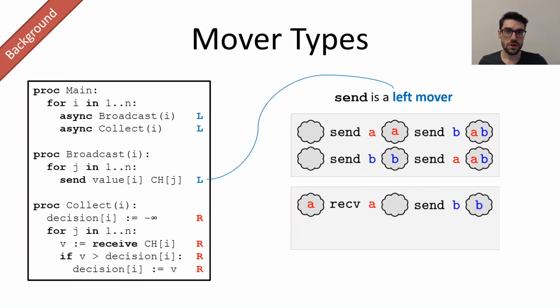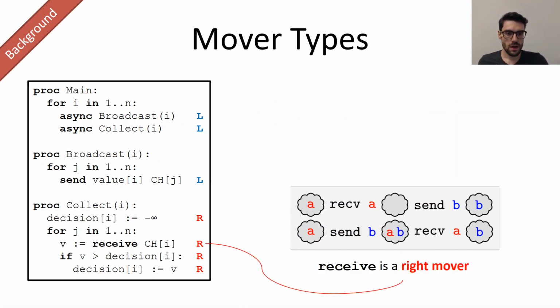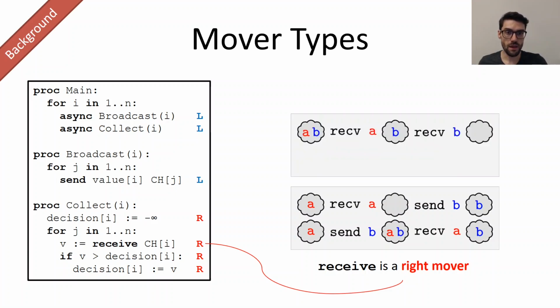Similarly, send B can be moved to the left of receive A, because after sending B, A can still be received, and we end up with only B in the network. And similarly, receive is a so-called right mover, and we already did half of the justification, because moving a receive to the right of a send is equivalent to moving the send to the left. And also, receive commutes to the right of other receives. Receive A followed by receive B can be commuted to receive B followed by receive A.